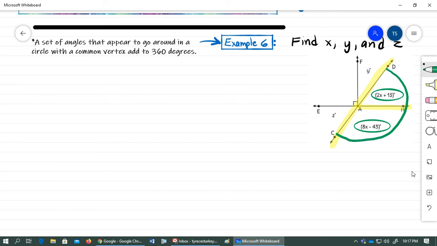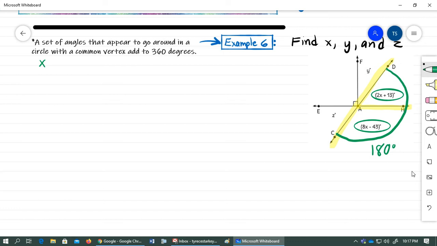So again, these two angles right here, that's like half of a circle, a semicircle. Again, these two angles add to 180 degrees. They're supplementary, right? So let's go ahead and set that up and find out what x is. Let's find what x is, and then I'll see if we can erase that highlighting there. Let's set up what we got here.